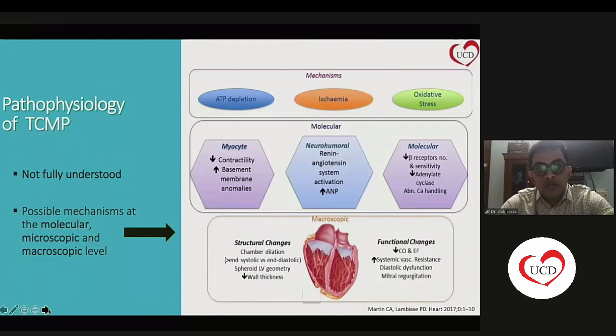If we look into the pathophysiology, it is not fully understood, but the possible mechanisms at molecular, microscopic and macroscopic levels are ATP depletion, ischemia, and stress, leading to abnormality in myocyte contractility, neurohumoral alterations, and molecular abnormalities like reduction in beta receptor sensitivity. All of these lead at the macroscopic level to structural changes like chamber dilatation and reduction in wall thickness, and functional changes like reduction in cardiac output and ejection fraction, increase in systemic vascular resistance, diastolic dysfunction, mitral regurgitation, and so forth.